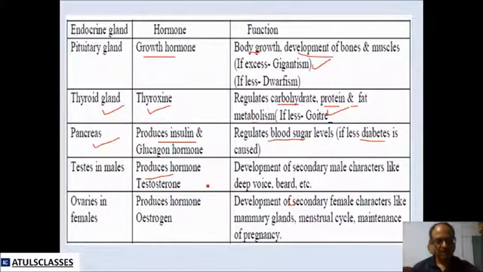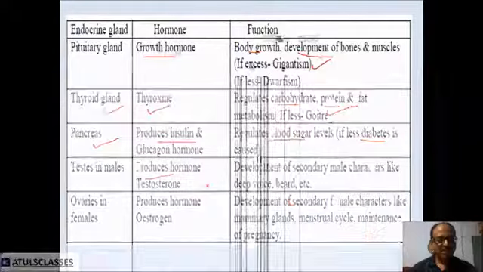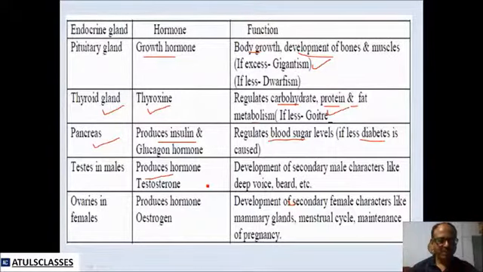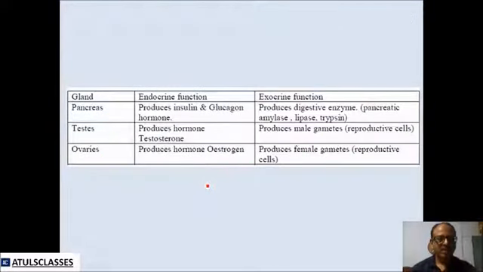So these chemical messengers have a particular function, and without these, the nervous system alone cannot function. So both systems, the endocrine system and the neural system, work together for the better growth of the body. Now there are some glands that act both as endocrine and exocrine.